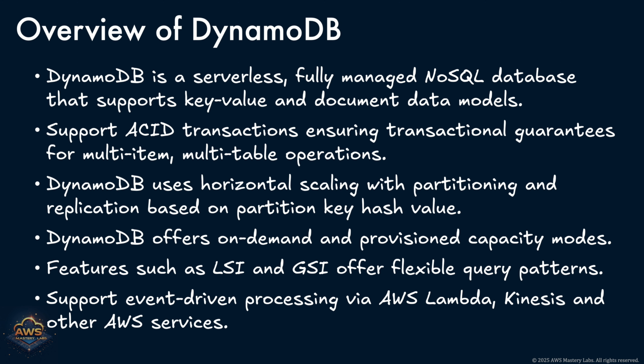To enhance query flexibility, DynamoDB supports global secondary indexes, GSIs, and local secondary indexes, LSIs, allowing applications to efficiently retrieve data using alternative access patterns. Additionally, DynamoDB Streams capture real-time changes to table data, enabling event-driven architectures by integrating with AWS Lambda, Amazon Kinesis, or other services for change data capture, CDC, auditing, and analytics.